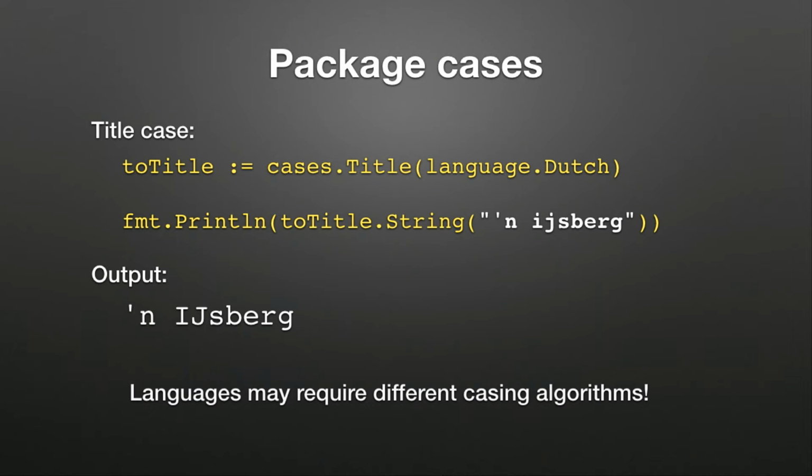The apostrophe in Dutch, if it's in a word like this, is considered to be a letter. So that's the one that gets title case, which is a no-op, really. But the n stays small. And then IJ is considered to be one letter, so they both have to be title cased.